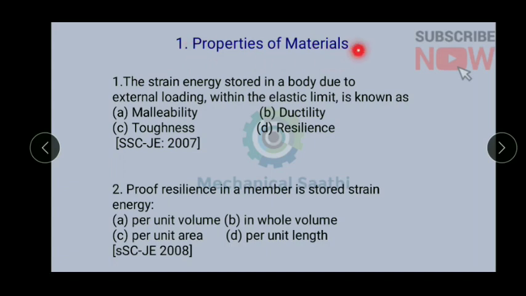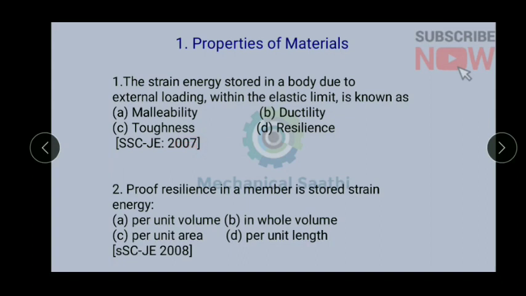For this chapter, the first question is: the strain energy stored in a body due to external loading within the elastic limit is known as what? Resilience. So your D option will be the correct answer here, and it was asked in SSC JE 2007.